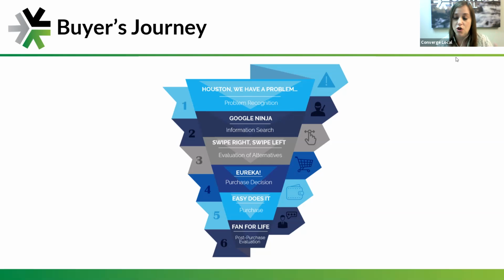And then people go through an information search, an evaluation of who can help them with their problem or unfulfilled need. They then have their purchase decision, and then the purchase process, which needs to be very easy. And then if you fulfill all of these parts of the funnel for that person, then they can potentially be a fan for life. So I just wanted to go over that. That's just good overall business knowledge when you're thinking about any sort of marketing strategy or sales strategy for your business.